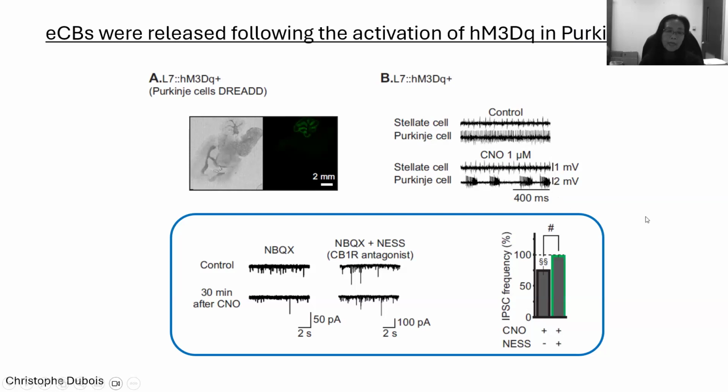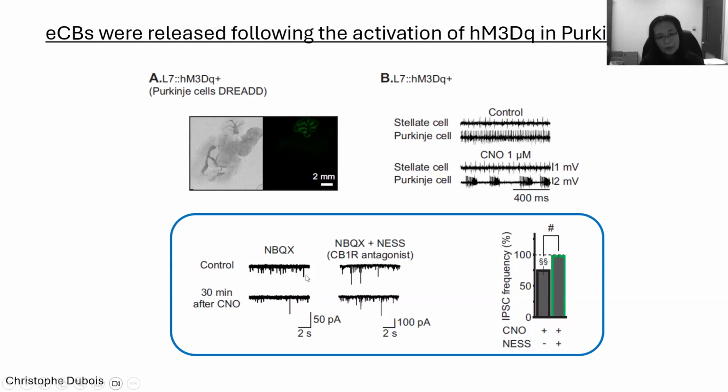So the next thing is to test whether CNO application can cause an increase in endocannabinoid level. That's what we really want to do, right? We want to selectively increase endocannabinoid level in the cerebellum and see how that affects memory retention. Again, we used a similar approach. We measured the miniature IPSCs from stellate cells, then applied CNO to the cerebellar slices, waited for 30 minutes, and measured the miniature IPSCs again.